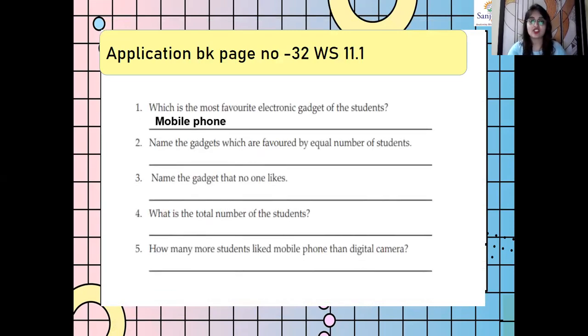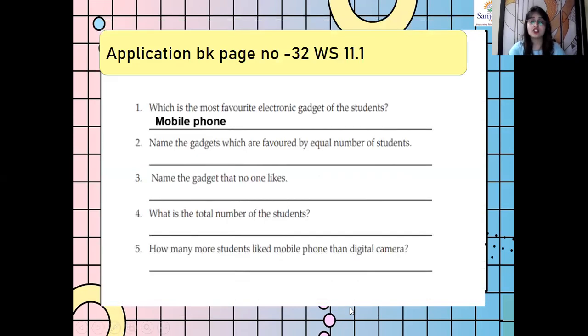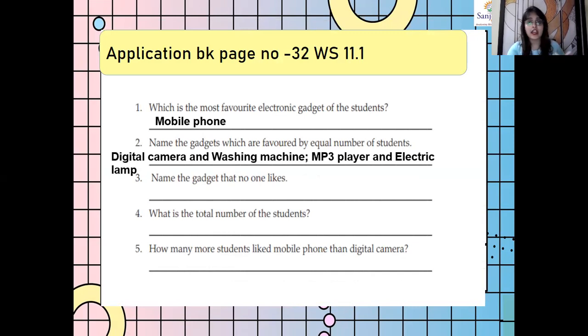Then name the gadgets which are favored by an equal number of students. Where can you see the symbol of the child equal? Here it is equal, right? In digital camera and in washing machine, it is 4, 4. Then in MP3 player and in electric lamp, it is also 2, 2. It is the same, right? So which gadgets have an equal number of students? Digital camera and washing machine, and also MP3 player and electric lamp. Then name the gadget that no one likes. Which is that gadget? I told you already before, that is iPod.